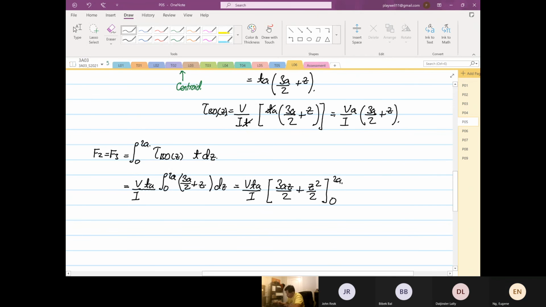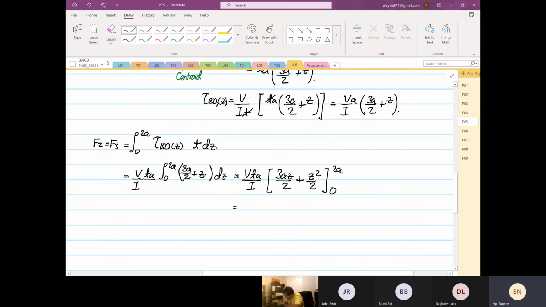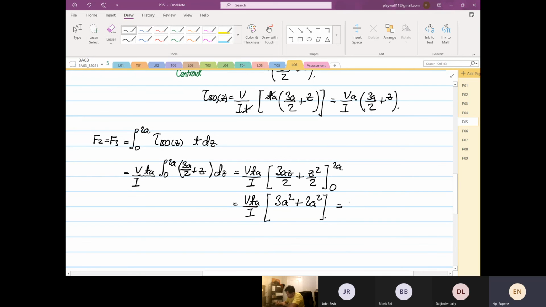Okay, so this will be equal to V TA over I. So this will be equal to 2 times 3. So it's divided. So this is 3a squared, plus by 4 divided by 2a squared. Okay. So this will be equal to 5 TA cube, 5 BTA cube over I, right?